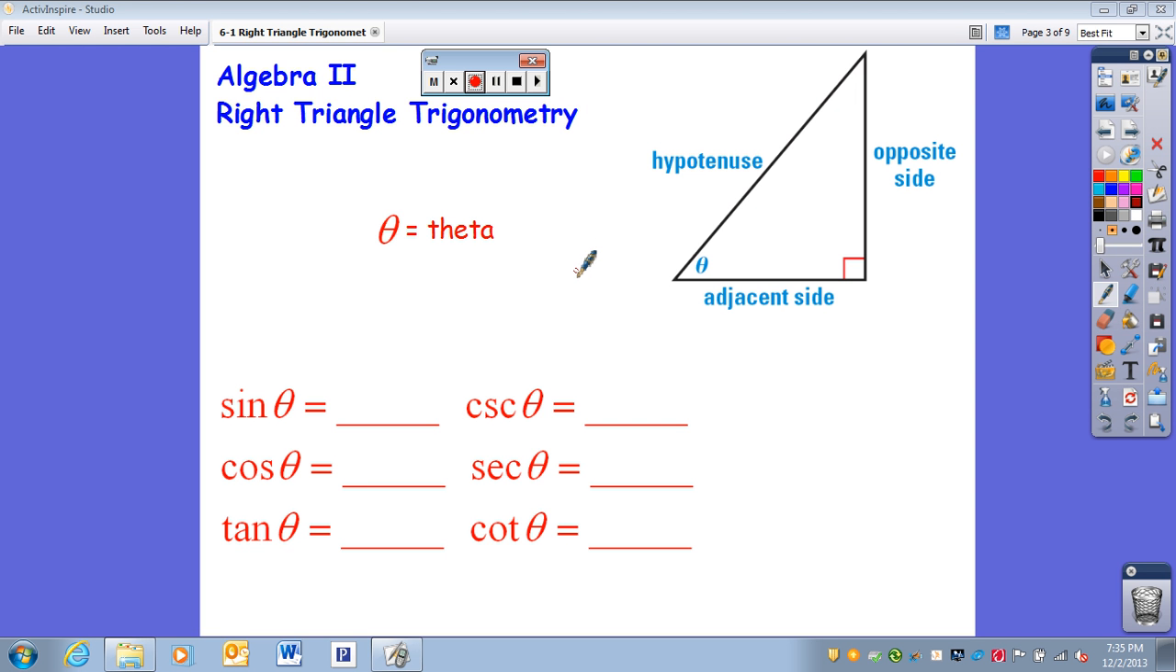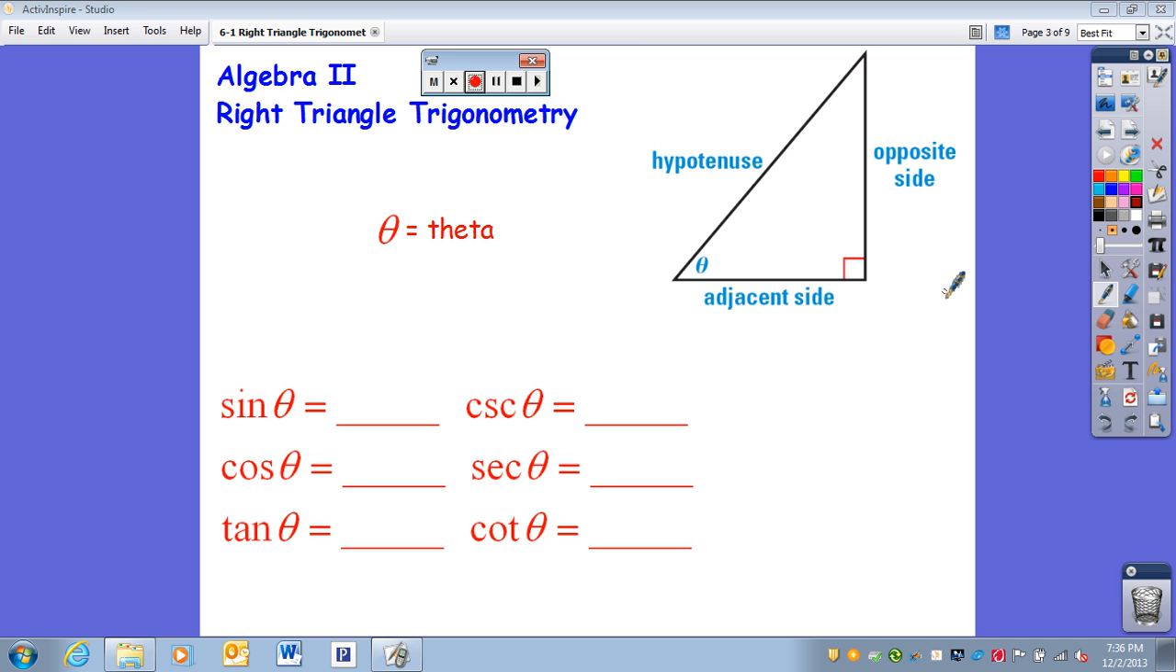We have theta. Theta is a Greek letter that represents one of the acute angles. So here's our theta, and then we want to remember the relationships of the sides of the right triangle as compared to the angle of theta. So the side that is adjacent to theta, and then the side opposite of theta, and then the side which is directly across from the 90-degree angle, which is the hypotenuse.